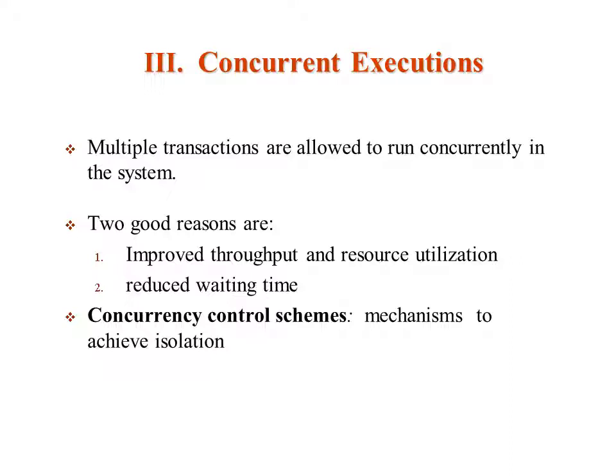Next is concurrent executions. If multiple transactions are going to run simultaneously in any system or they are allowed to run concurrently in the system, those are known as concurrent executions. There are two good reasons for concurrent executions. We can improve our throughput, we can use our resources in a much better way, we can reduce waiting time. Waiting time means a shorter transaction need not wait for a longer transaction to complete. There are some concurrency control schemes through which we can achieve isolation with concurrent execution of the transactions.